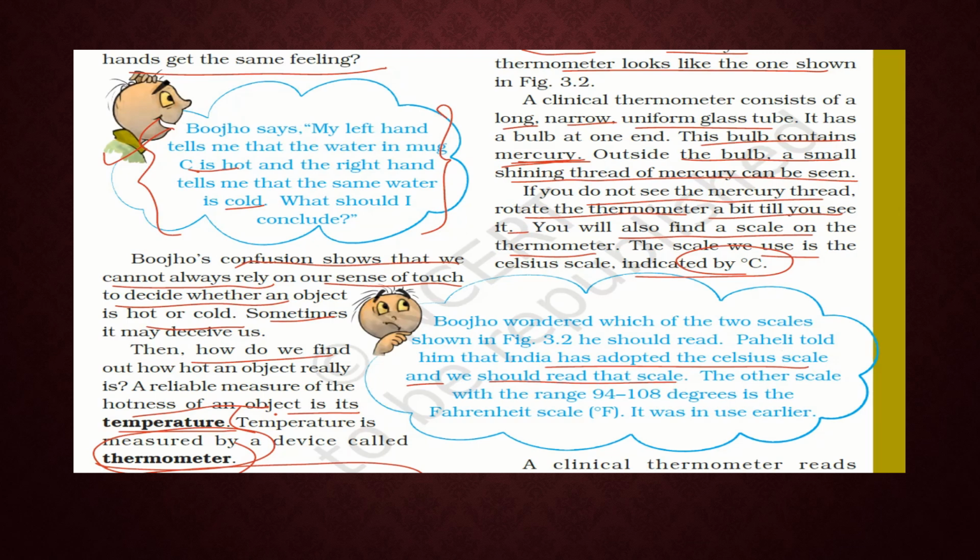Many of us do read the Fahrenheit scale also. So 94 to 108 degrees is the Fahrenheit scale. Now we keep on telling the temperature is 101 degrees. It's not centigrade or Celsius, it's Fahrenheit. So 101, 102, it's Fahrenheit only. And we tell that our normal body temperature is 98.6 degrees Fahrenheit.